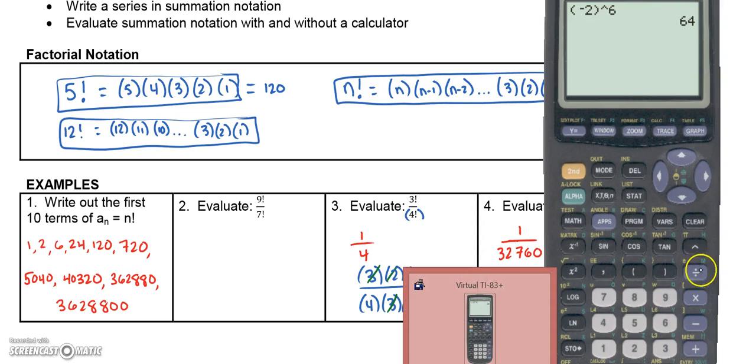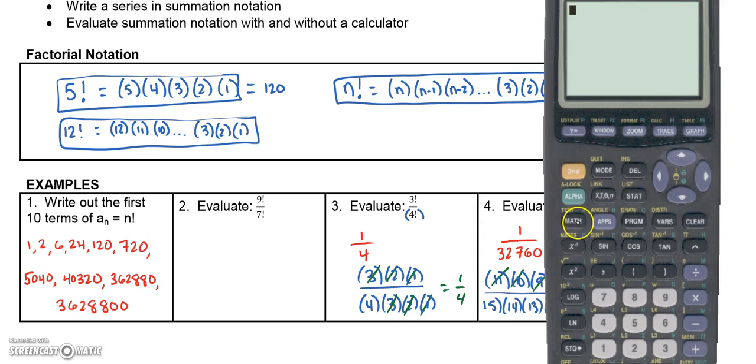Okay, factorial button, just so you know on your calculator, hit the math button, slide over to PRB, and it's option 4. So for example, 5, math, PRB, option 4, 5 factorial is going to give me 120.